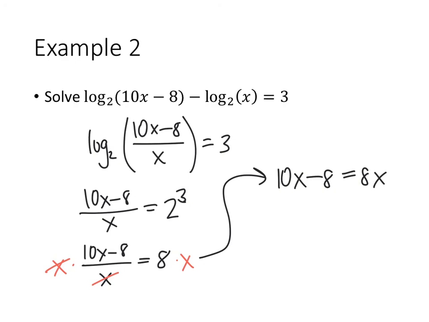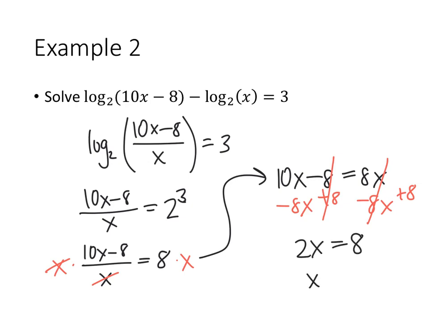We want to get the x's by itself, so we're going to subtract 8x from both sides, and also add 8 to both sides. So the 8x's on the right cancel, the minus 8 and the 8 on the left cancel. 10x minus 8x is 2x, which equals 8. Divide both sides by 2, and we get our answer of x equals 4.